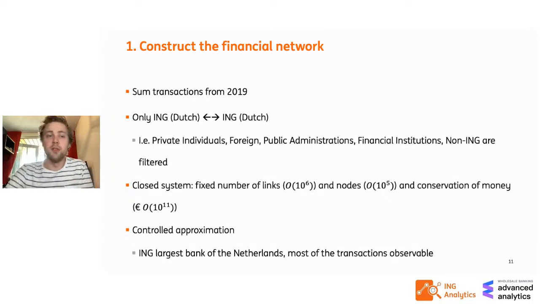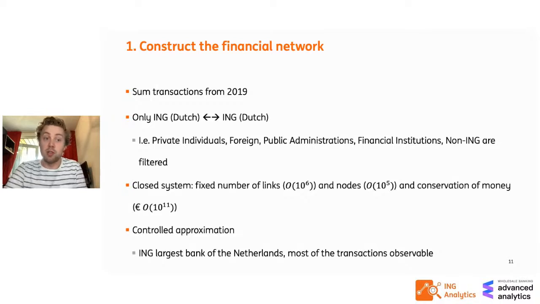Because we can only observe Dutch ING networks, Dutch ING companies, Dutch ING accounts, there may be a lot going on that we don't observe. So just to be sure that we have a fixed network, a closed system, we filter the exogenous forces: the private individuals, the foreign accounts, public administrations, financial institutions, and non-ING accounts. Public administrations and financial institutions we could observe, though they would not behave in a similar way to the companies because they will not default in a similar way.